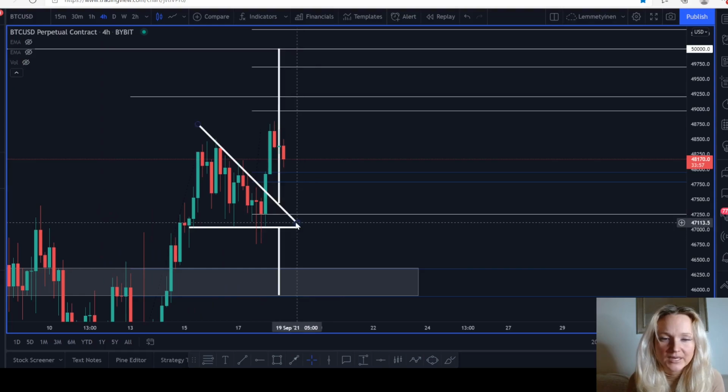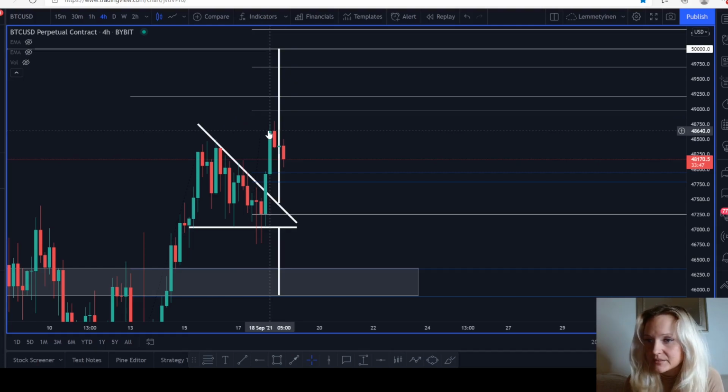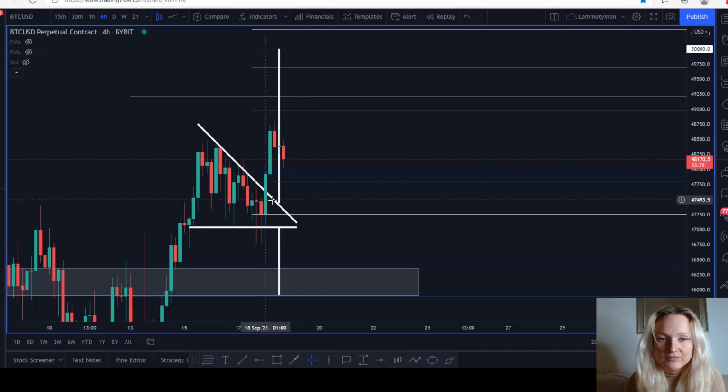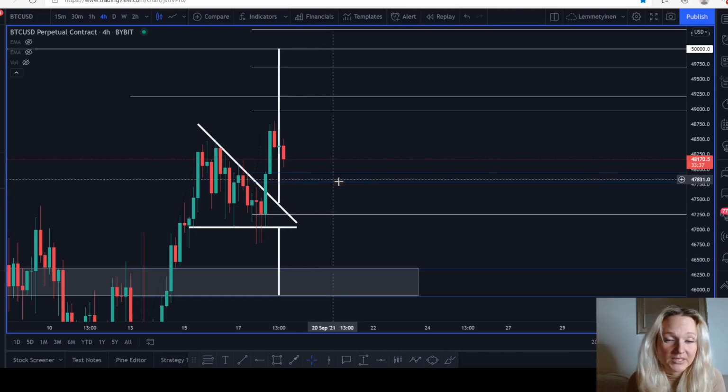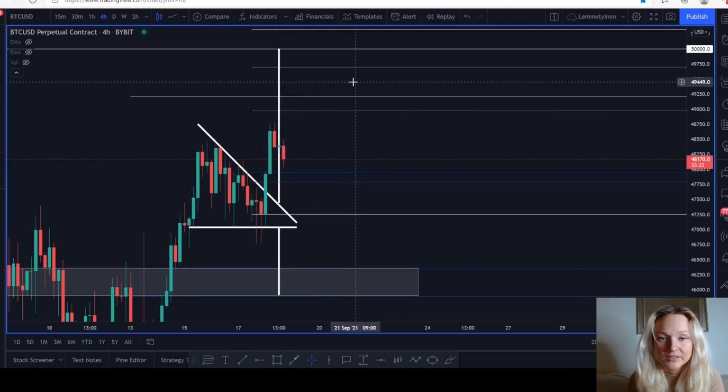What I did now was that I took a Fibonacci level from the low, that is 47247, to the high, and that's 48640. So if the market comes back down here and retests the Fibonacci levels that we do have, we could potentially see the market making its higher low, and then it might continue to the upside.